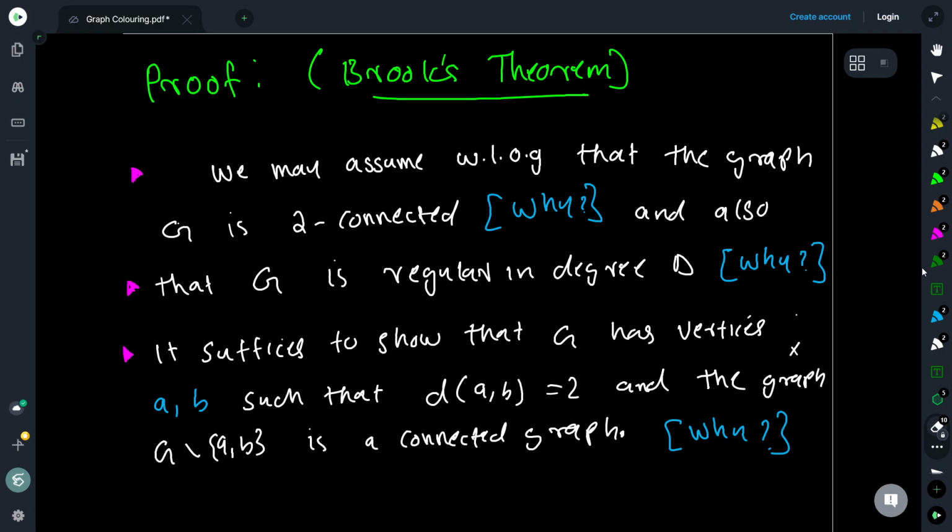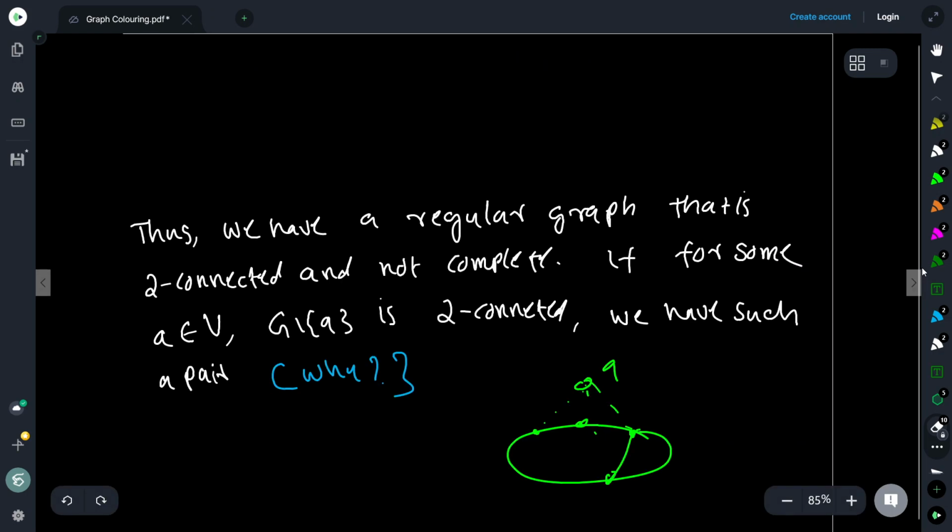So the third observation is that it suffices to show that the graph has vertices a and b which are at distance 2. There is no edge between a and b, but they have a common neighbor. And the graph after removing a and b is still a connected graph. And why is this true? Because suppose we can show this, there is a pair of vertices A and B having some common neighbor.